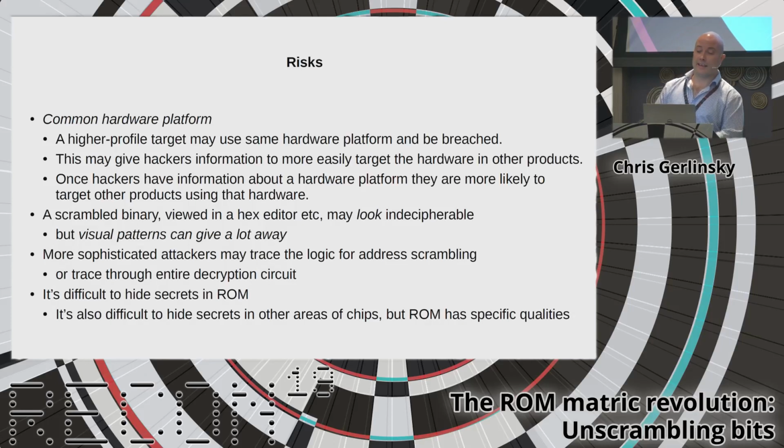So a more sophisticated attacker, instead of just doing it visually like this, might actually trace the logic for the address scrambling, or may trace through an entire decryption circuit. In these cases, I didn't have to. In my own experience extracting data from ROMs, it's more likely that they'll be simple than that they'll be complex. So a lot of the time that's not necessary, but at the same time it's also entirely possible to actually trace through that part of the circuits and do all the decoding that way.